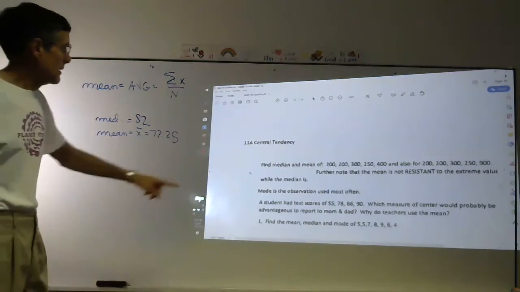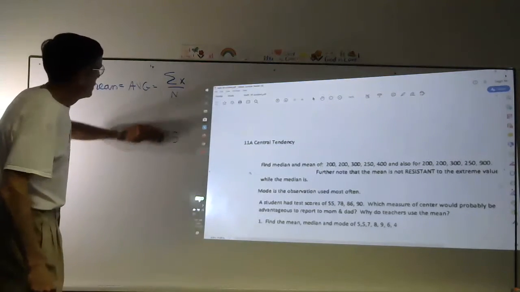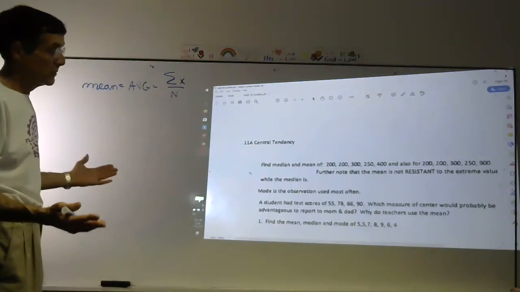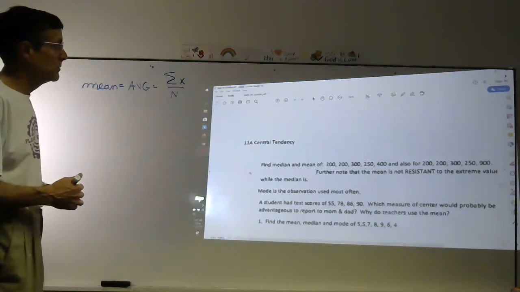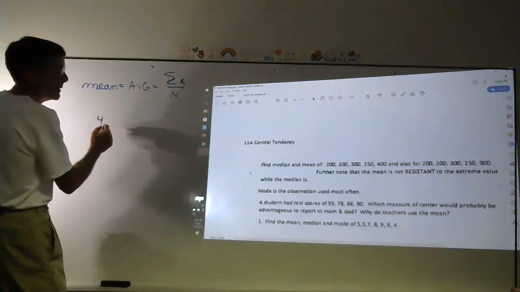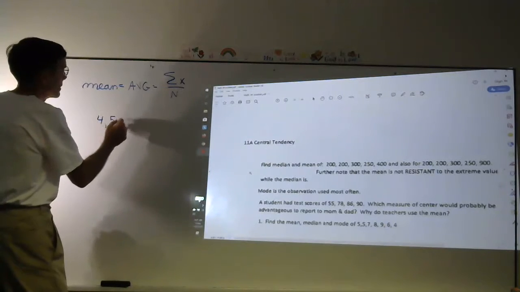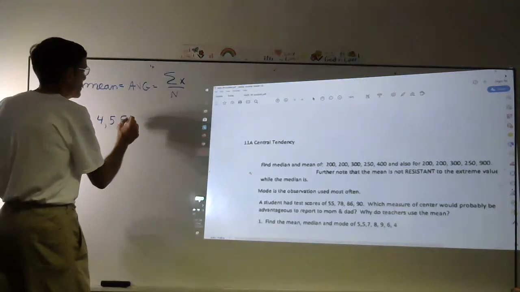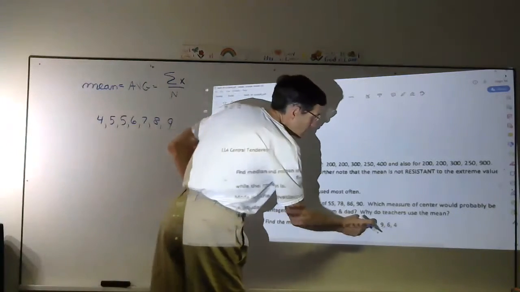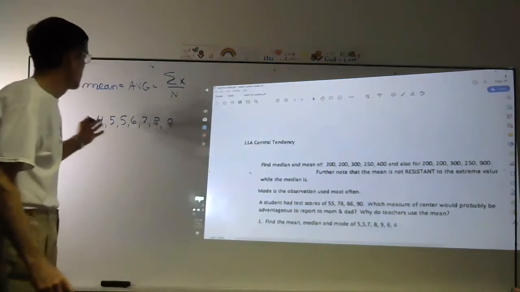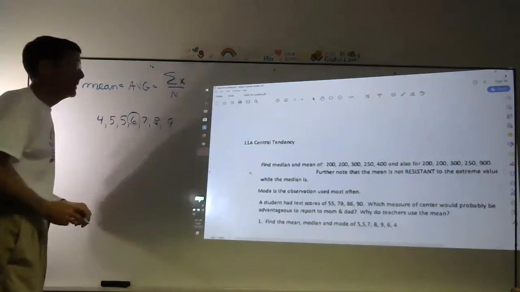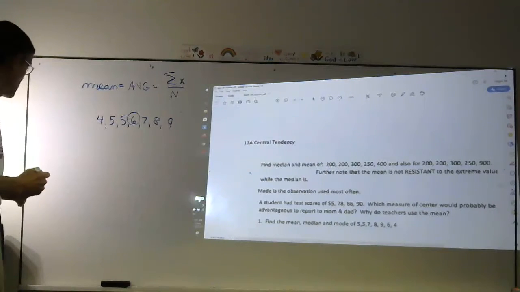All right, number 1. Find the mean, median, and mode of that data. Well, the mode jumps out at you right away, correct? It would be 5, because it's the one used most often. The median, we've got to put them in order. So I would have 4, 2 5s, 6, 7, 8, and 9. Okay, there are all the scores, and thank goodness there's an odd number, 7 of them. I come up 3 and down 3, boom, there's the median.